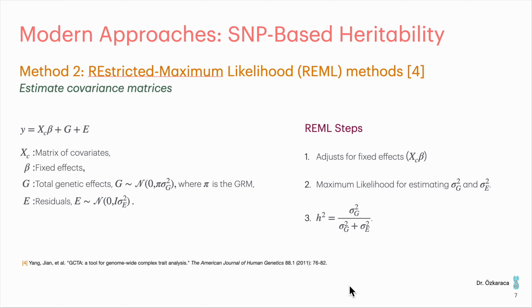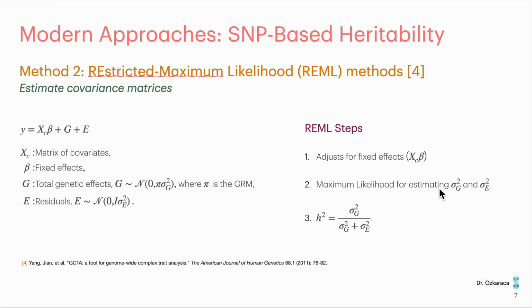REML is commonly used to estimate variance components in linear mixed model settings, and is commonly applied in GWAS. On the left, I provided the LMM, or linear mixed model setup, which serves as the foundation for REML-based heritability estimations. If you break down the REML estimation into steps, the first step is projecting out the fixed effects from the data. This adjustment ensures that only the variance components of interest remain for further analysis.